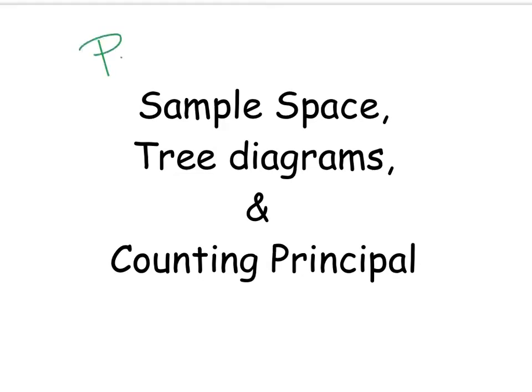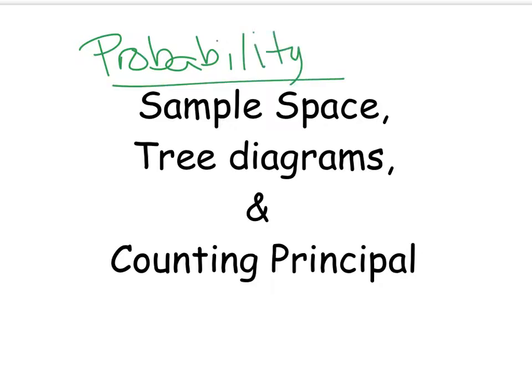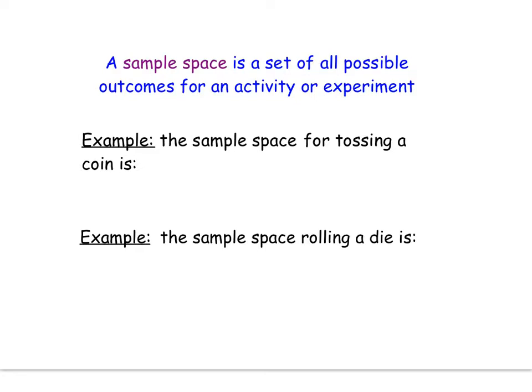This unit is probability. And the first thing we have to talk about when we talk about probability is sample space. And two things involved in that are tree diagrams and the counting principle. A sample space is a set of all possible outcomes for an activity or an experiment. So anything that could possibly happen, that's your sample space.